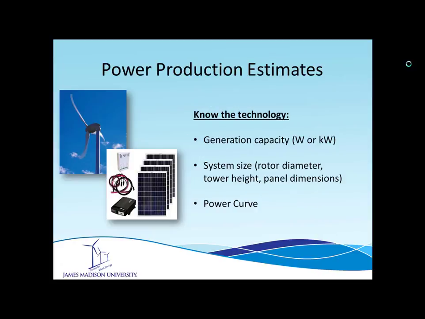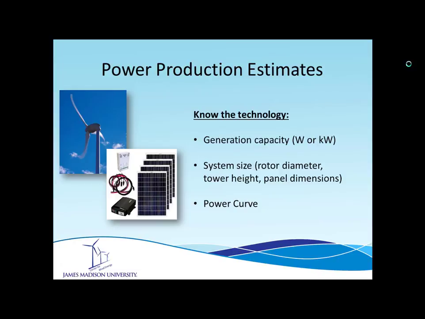Now, once you've got an idea of exactly how much solar or what kind of wind you want to put up, this is where we can actually do some estimates of power production. So the things that you need to know is which system you're going to use. What is the generation capacity? So a wind turbine like the one here, that's called a SkyStream, it generates about 2.4 kilowatts or 2,400 watts. These solar panels here, they might run 250 watts apiece. You need to know how many of those you're going to have.